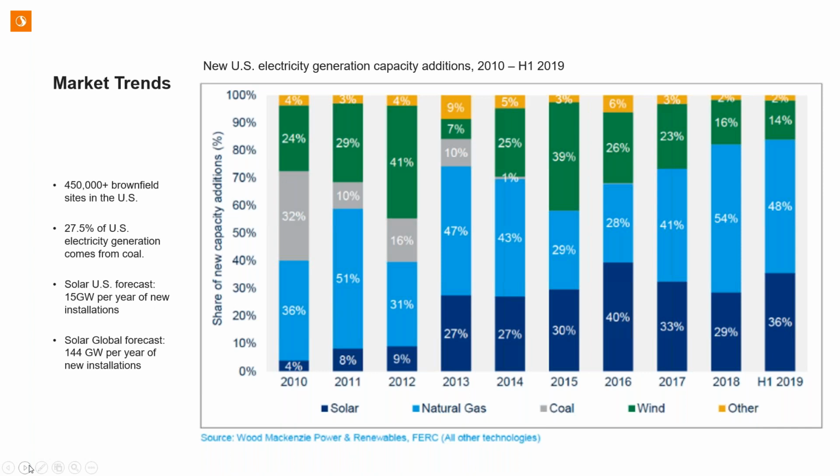So here we're going to get into some of the market trends that we're seeing. There's over 450,000 brownfield sites in the U.S. 27.5% of U.S. electrical generation is currently being generated from coal. The forecast for solar in the U.S. is approximately 15 gigawatts per year of new installations, and the global forecast is approximately 144 gigawatts per year of new installations.